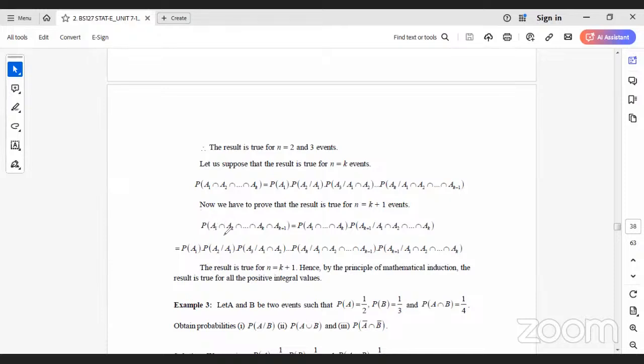P(A1 intersection A2 intersection and so on intersection Ak intersection Ak plus 1) = P(A1 intersection and so on intersection Ak) dot P(Ak plus 1 by A1 intersection A2 intersection and so on intersection Ak). So this gives P(A1) into P(A2 by A1) dot P(A3 by A1 intersection A2) and so on, P(Ak by A1 intersection A2 intersection Ak minus 1) dot P(Ak plus 1 by A1 intersection A2 intersection and so on intersection Ak). So the result for n equal to k plus 1 is true. The condition of mathematical induction is satisfied, so the result must be true for all positive integers. Any doubts, ask me. This is the most important theorem.